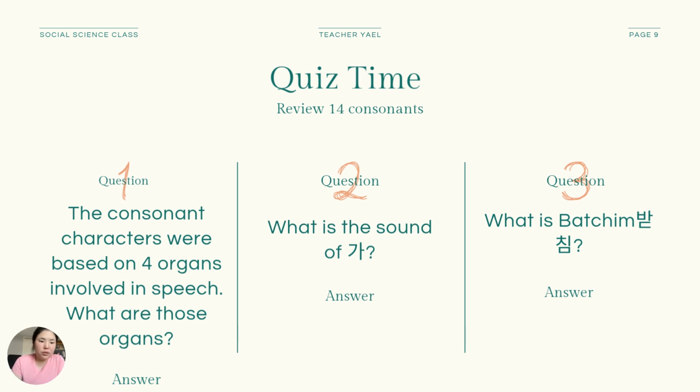So here's quiz time. Number 1, the consonant characters were based on the organs involved in speech. What are those? G, N, M, S, Ng. The answer will be in the comments below the video. Number 2 question, what is the sound of ga? Number 3, what is 받침? You guys remember?